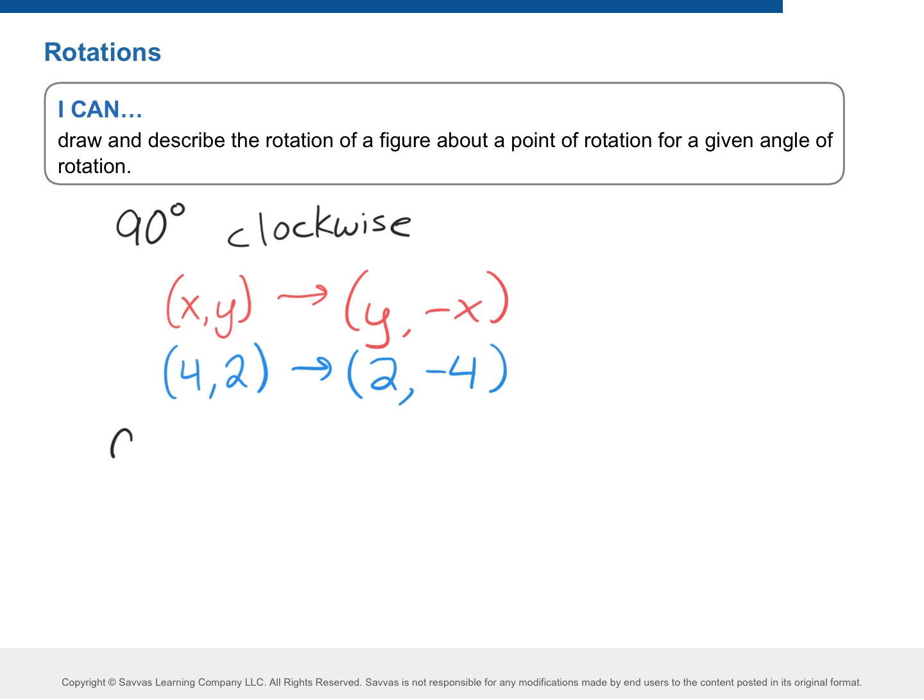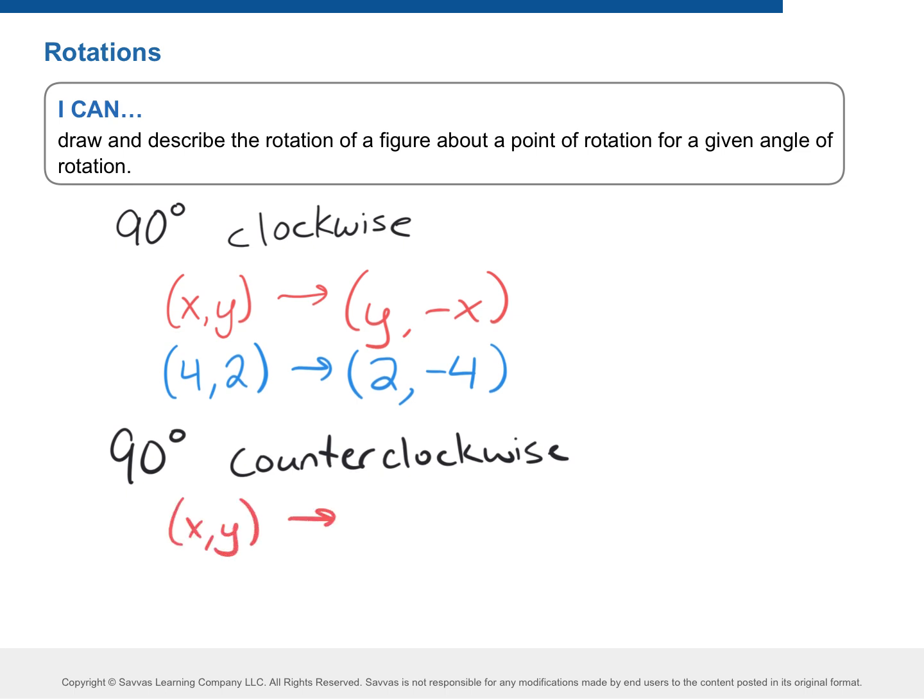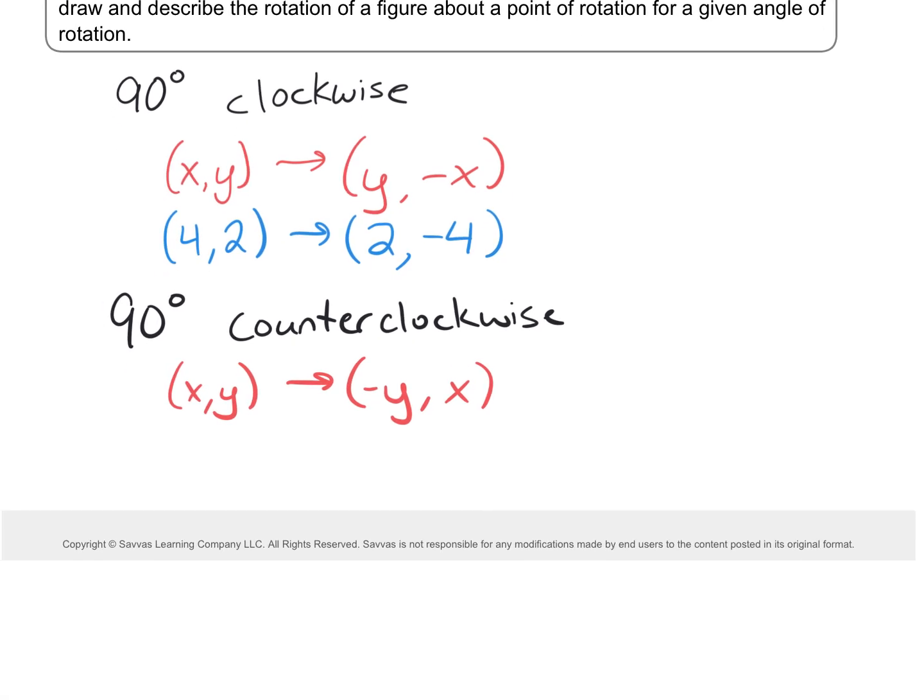This one, 90 degrees counterclockwise. I have my original (x, y) changed to (negative y, x). If I do an example of that, (4, 2) is changed to what? (Negative 2, 4). Yep. And then if I do 180 degrees, this is the last one.